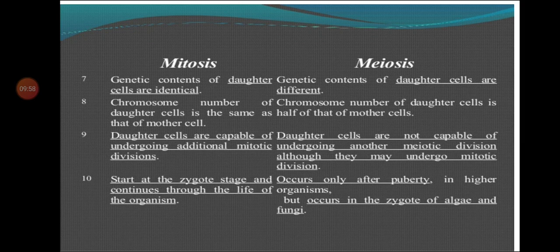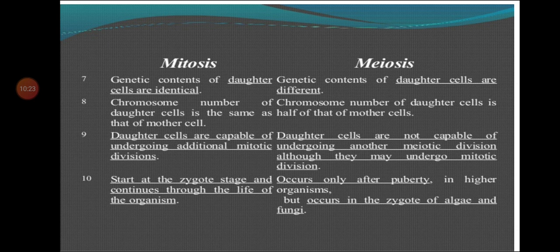Next, in mitosis, genetic contents of daughter cells are identical. In meiosis, genetic contents of the daughter cells are different. Next, in mitosis, chromosome number of the daughter cell is the same as that of the mother cell. In meiosis, chromosome number of the daughter cell is half of that of the mother cell.